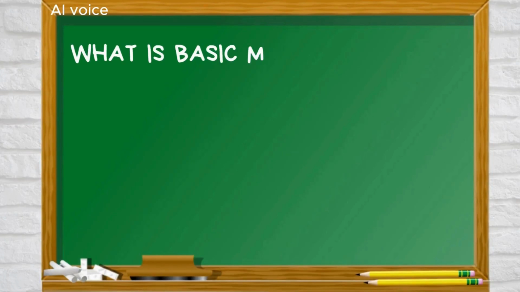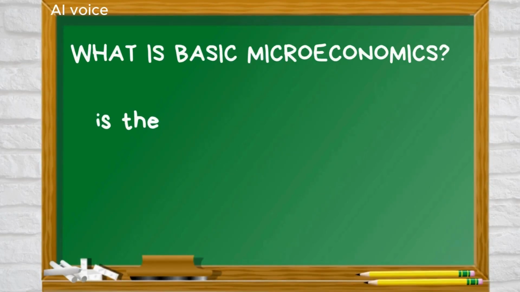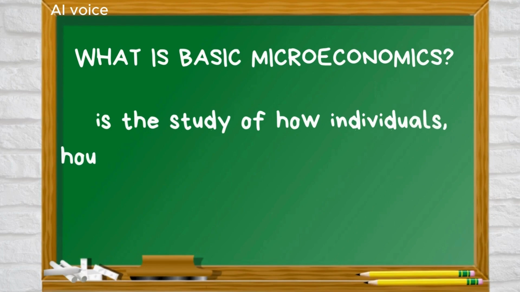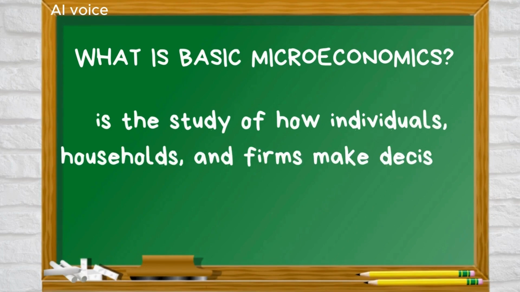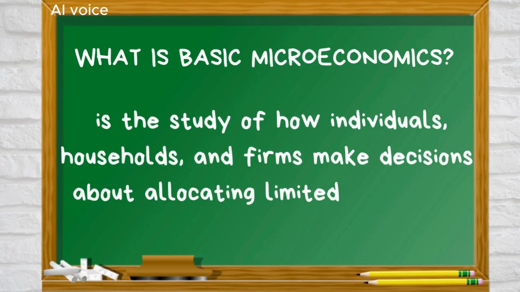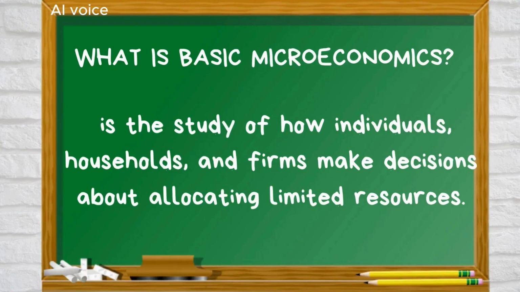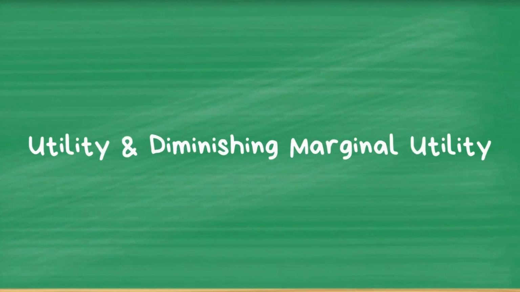What is basic microeconomics? It is the study of how individuals, households, and firms make decisions about allocating limited resources. Microeconomics explains how prices are set and how resources are distributed in individual markets based on the choices of millions of small economic actors. The first topic we will tackle now is utility and diminishing marginal utility.